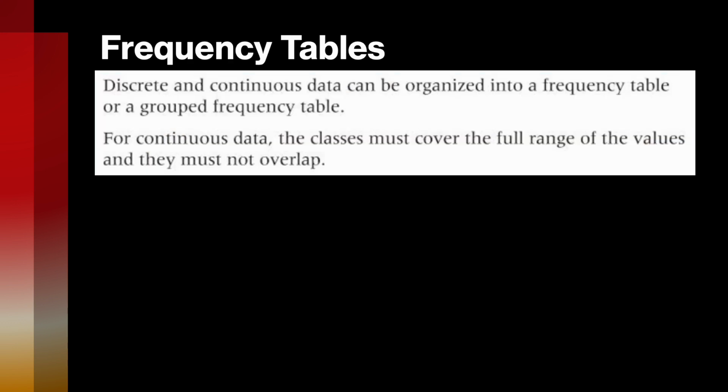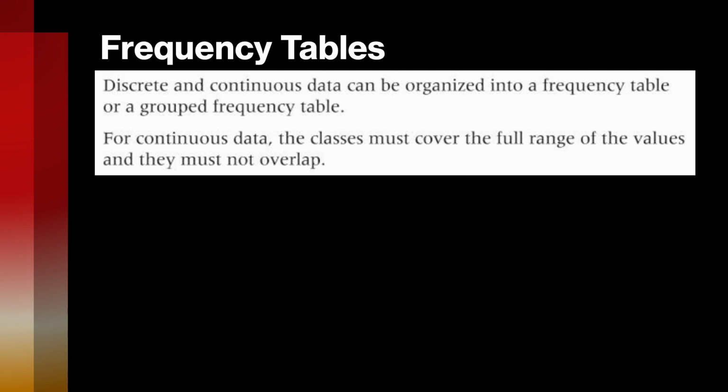Okay, the next thing is what we call frequency tables. So discrete and continuous data can be organized into a frequency table or a grouped frequency table. For continuous data, the classes must cover the full range of the values and they must not overlap. So this may not make sense at first, but the first example that I'm going to show you should clear up what a frequency table looks like, especially for continuous data.